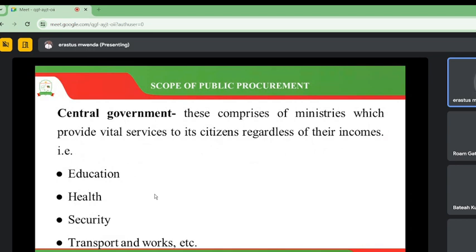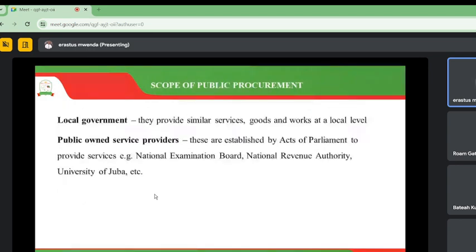The health sector, I've talked about drugs, I've talked about healthcare machinery, including imaging machinery and so on and so forth. The security, I gave examples of all that. And then also the scope of public procurement is going to include the local governments. This could also be what countries are calling states, county governments.